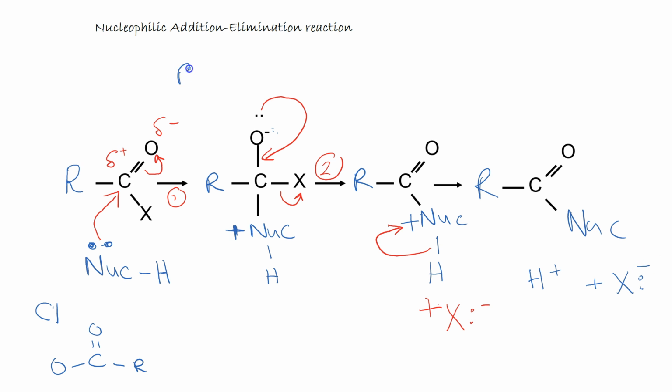Overall, what we've seen is something that looks a bit like a substitution reaction that we saw from our Year 1 A Level Chemistry course, where the X group on the carbon there is replaced with a nucleophile. However, because it's done in a two-step intermediate process, we actually have the addition of the nucleophile first, followed by the elimination, and therefore it's called a nucleophilic addition-elimination reaction.